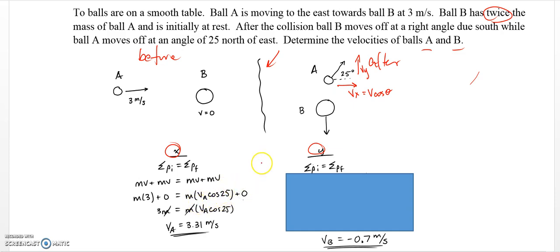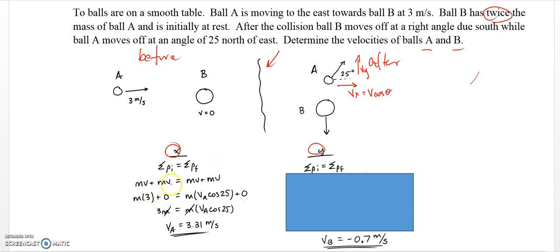So I've got VA cosine of 25. Afterwards, object B is not moving in the x-plane. It is moving, but only in the y-plane. So therefore, my velocity in the x-plane is 0. Because we're just working the x-plane, we only want the velocities in the x-plane.